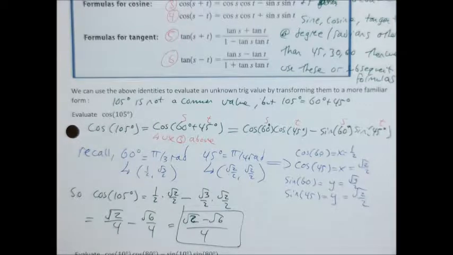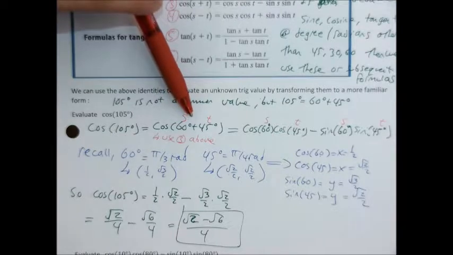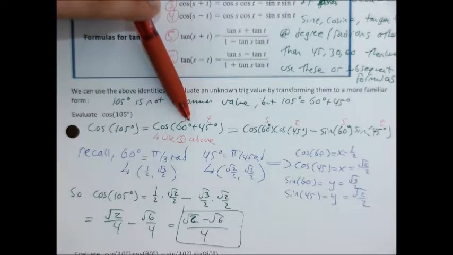So we approach this problem by taking 105 and coming up with two things that are added that we know about and using formula 3. But we could have come up with two things that are being subtracted that we know as well. Is anyone able to think of that?